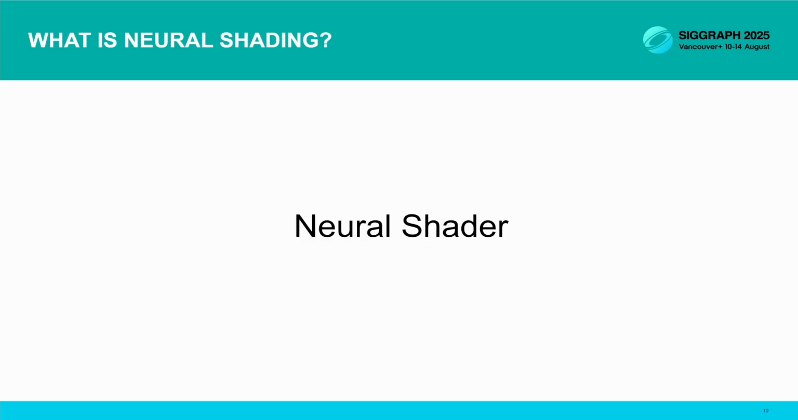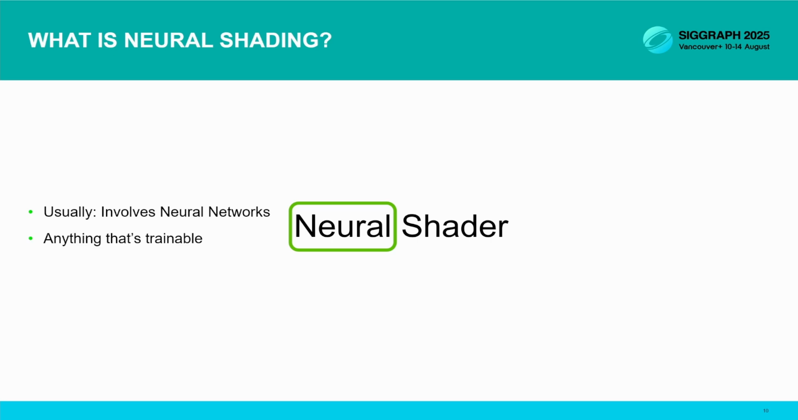And this is why we're talking about neural shading. So what is it? What is neural shading? What's a neural shader? Well, from the first word, you might be able to guess that neural networks are involved. And this is usually the case, but we're bending the terminology a little bit and include any part of your render that is trainable, even when it's not neural. As we'll see later, having shaders that you can optimize is useful all by itself, even when they're not neural.